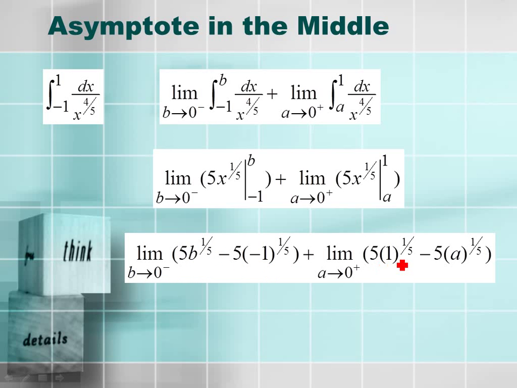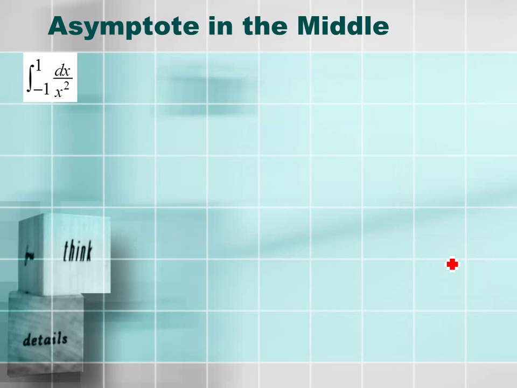This one, 1 to the 1/5 is just 1. 0 to the 1/5 is 0. So I end up getting 5 plus 5 equals 10. Now, some people sometimes will notice, well, what if I just didn't bother with the limits? I'll get that same answer. Yeah, but that's really dangerous, and I'm going to show you why. So let's take a look.